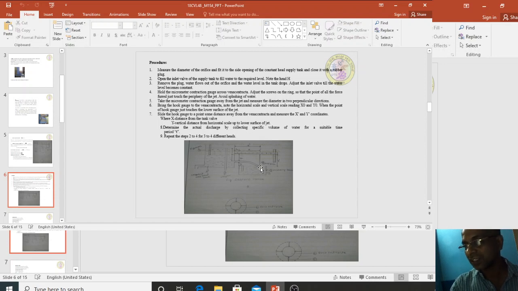The only thing is, for the ejecting jet, by using the gauge we have to measure at what depth it touches the surface of the water. That is point number 1. Point number 2, in a collecting tank, for a specified time interval, how much volume of water will be collected. If you know these two parameters, by using the formula we can calculate the rest of the things. That's all the procedure part. This is the simple procedure part I am explaining to you.